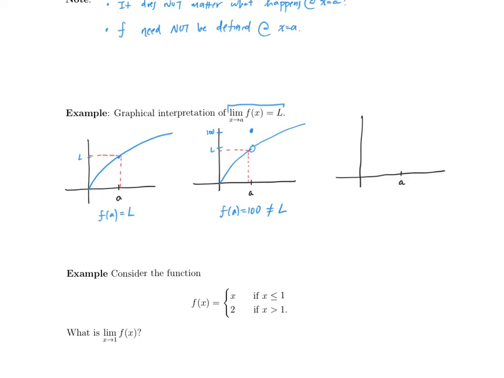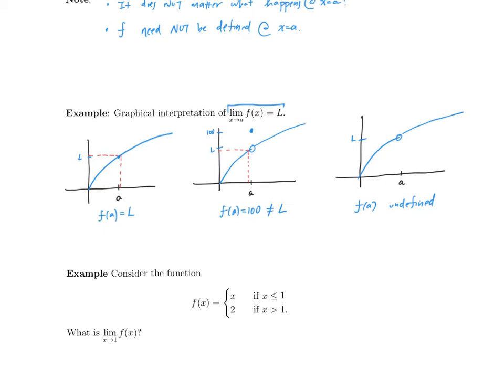And similarly, if we wanted to take this even a step further, we could even make f of a undefined. So in all three of these examples, the function in blue is the function f of x, and in each case, the limit as x approaches a is L. The function value could be equal to L at a, it could be defined and be a number other than L, or it could even be undefined. So it really does not matter what happens at a, only what happens for inputs close to a.